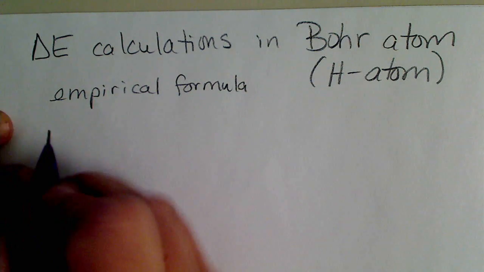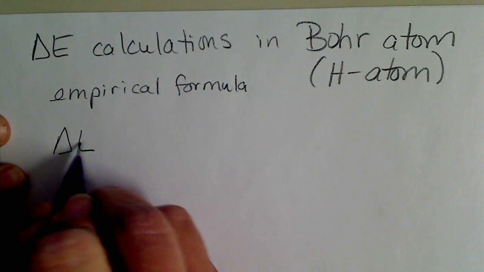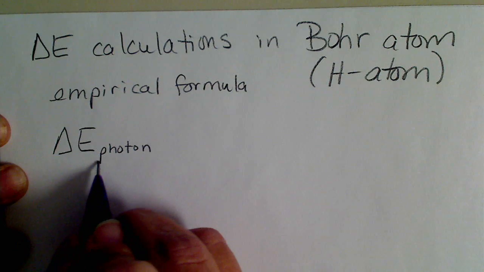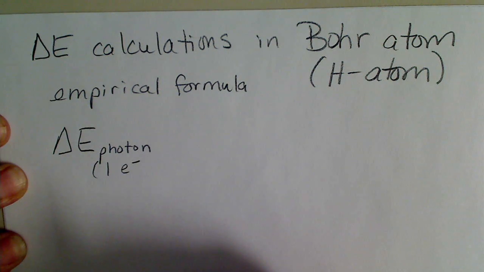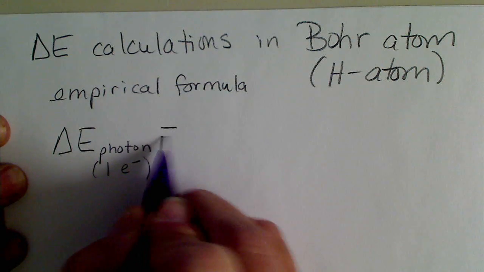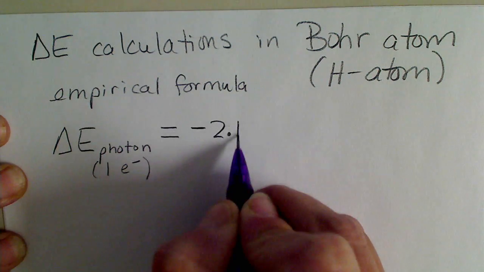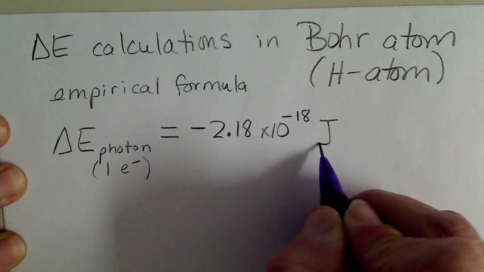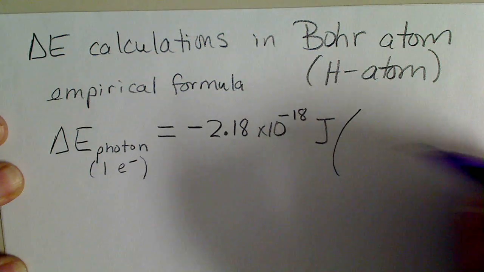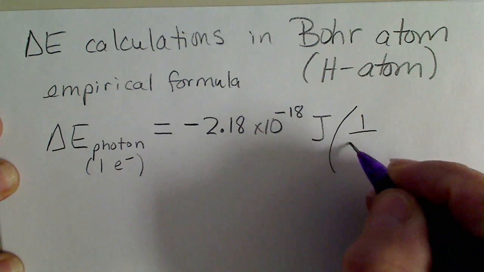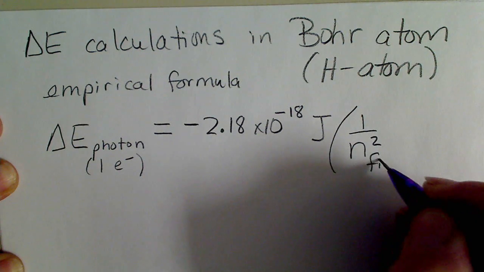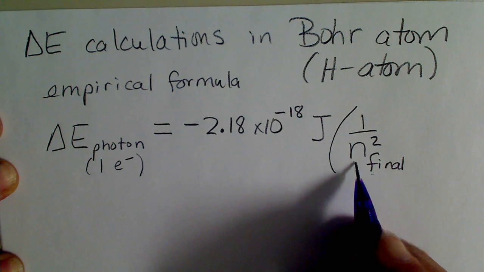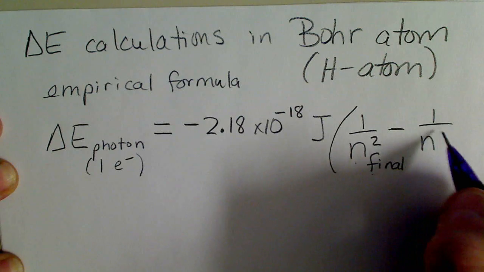Okay. So that equation looks like this. Delta E, and this means per photon. So this photon means one electron making a transition. So that is equal to this constant, negative 2.18 times 10 to the minus 18th, and that's a joule, an energy unit. And then we're going to multiply that by 1 over n squared final. So that's where the electron ends up, and that n is the energy level n, minus 1 over n squared initial.